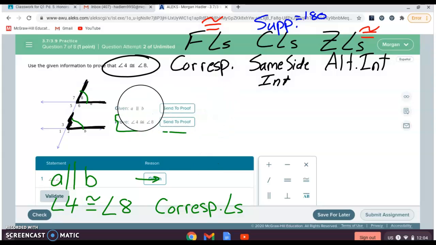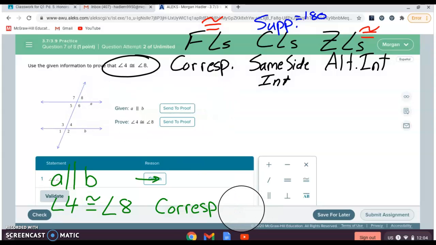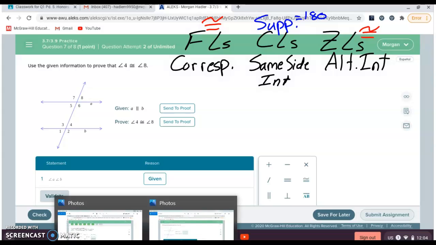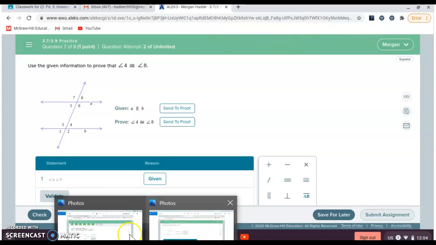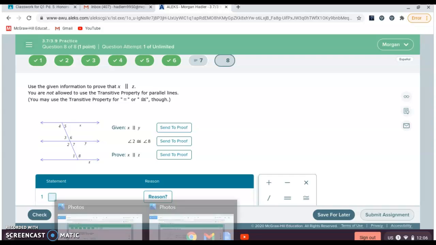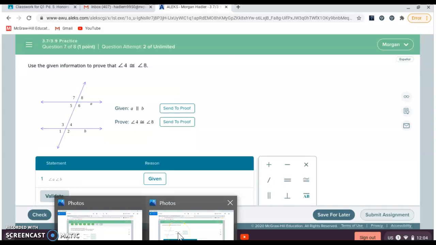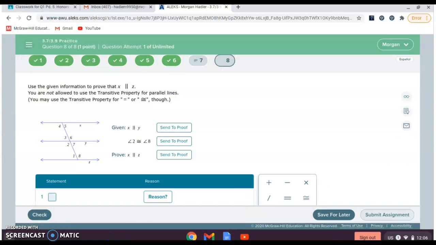So you want to keep in mind all those things that we have proven or talked about using in proofs, like the 3 at the top, and those come in the transversal situations. So the other one, number 8, the writing did not stay on my board. Weird. Okay, so we've got the F's, the C's, and the Z's.